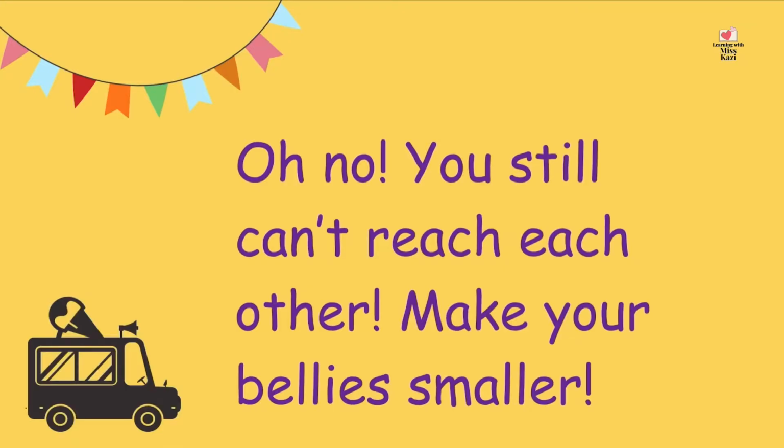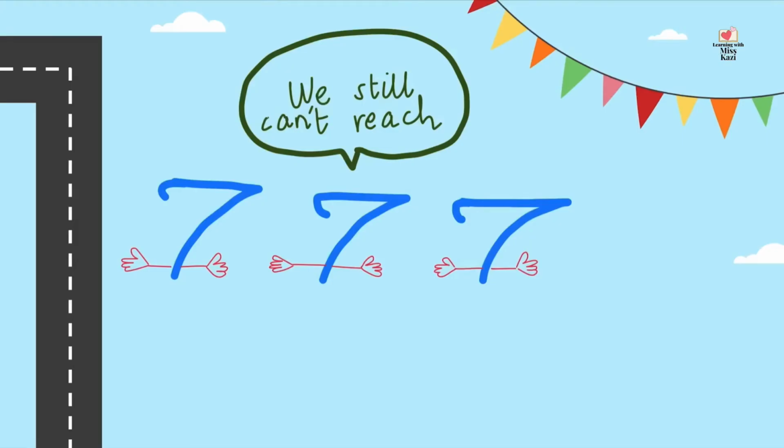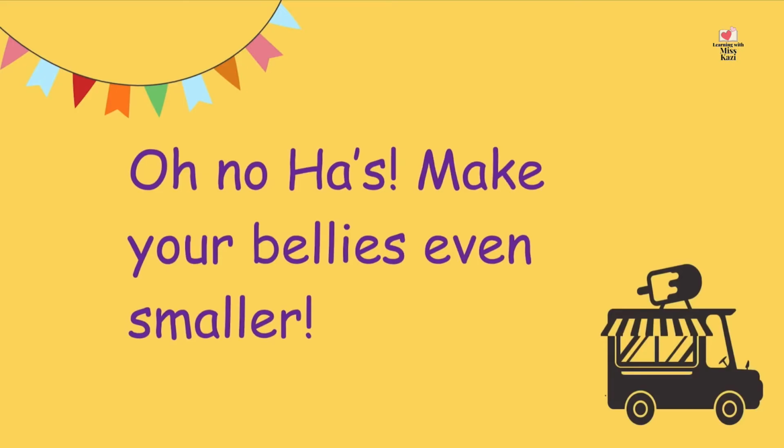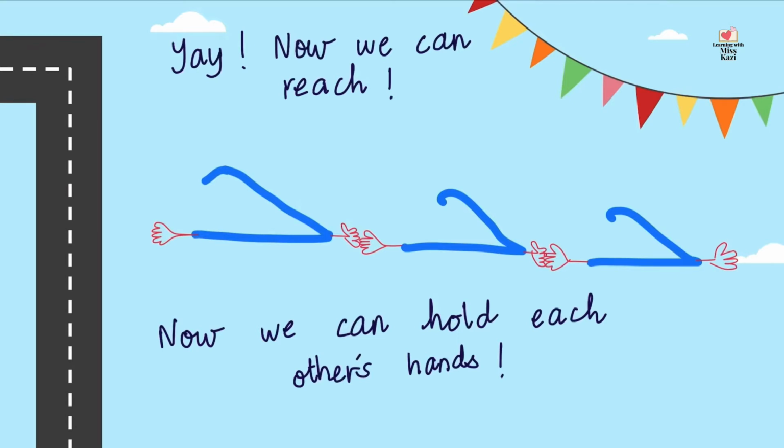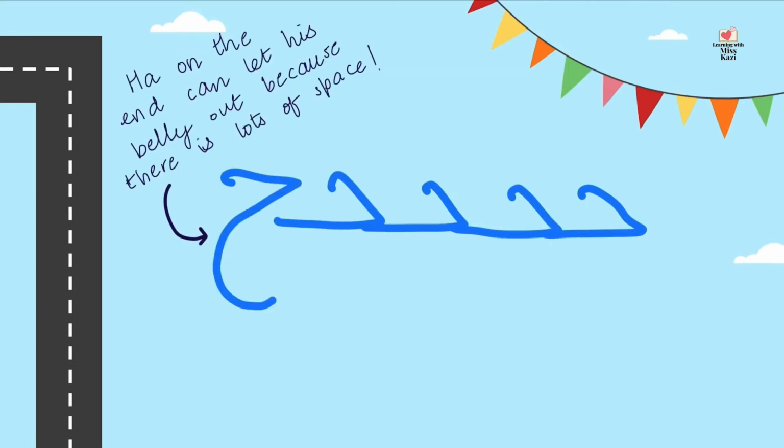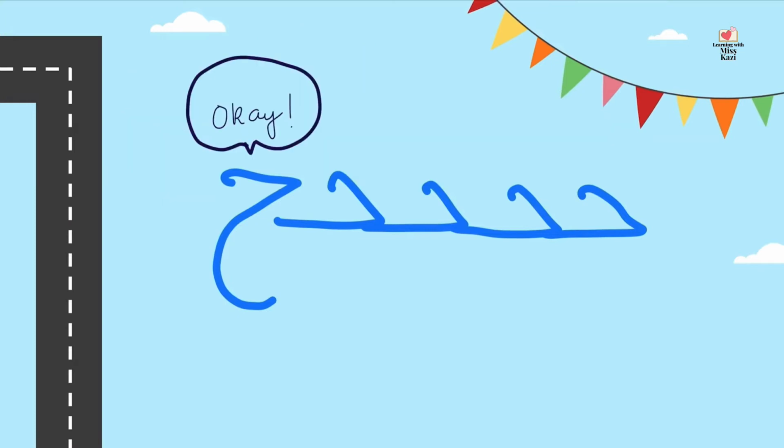Oh no, you still can't reach each other. Make your bellies smaller. We still can't reach. Oh no, has. Make your bellies even smaller. Yay! Now we can reach. Now we can hold each other's hands. Ha on the end can let his belly out because there's lots of space. Okay.